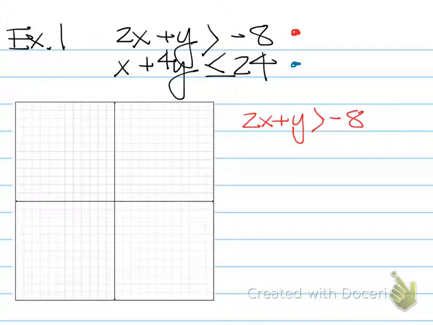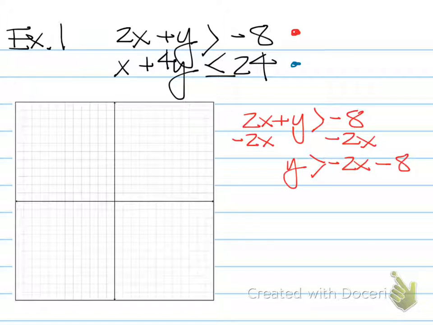Right now, both of the inequalities are written in standard form. I'm going to transform them so that they are in slope-intercept form because it's easier to graph them once it's in slope-intercept form. So if we take the first inequality, in order to get it in slope-intercept form, subtract 2x from both sides. When we subtract 2x from both sides, we get y is greater than negative 2x minus 8.